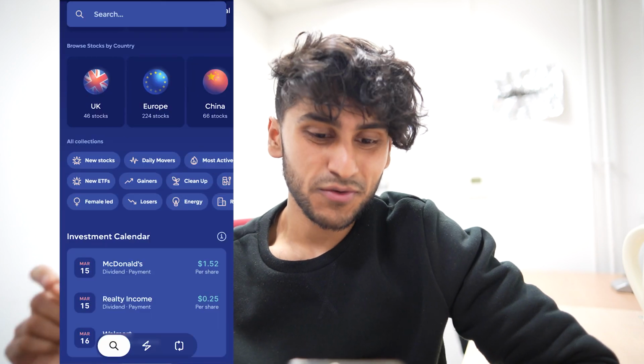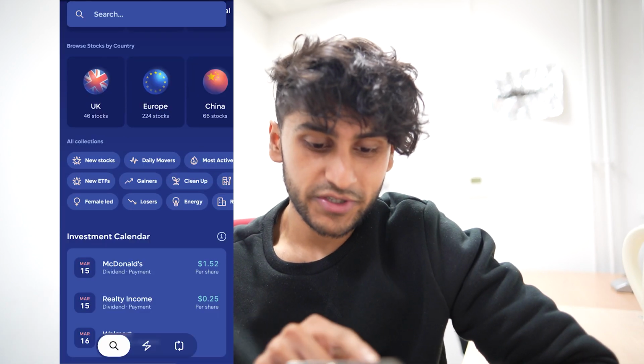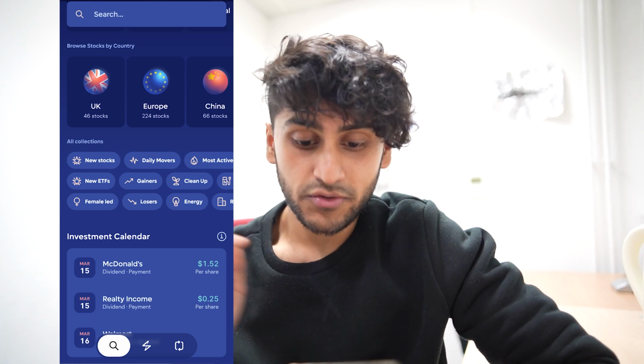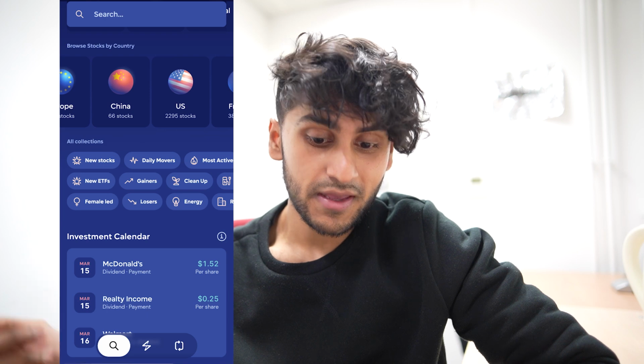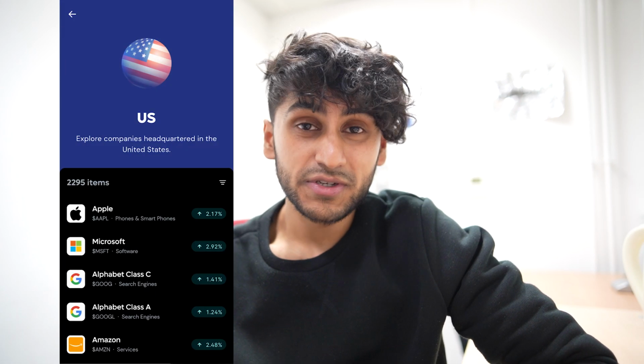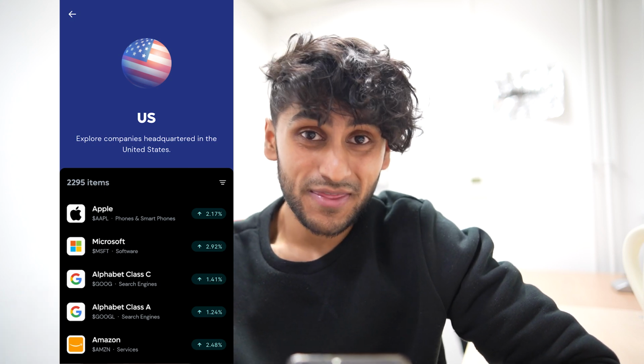If you're more of an individual stock picker, you can actually browse stocks by country too. So very limited to Europe and UK, 46 in the UK, 224 in Europe, getting bigger by the way, and 2,295 in the US, so it's more heavily focused on US stocks, and it pretty much offers any single stock that you can think of in the US.